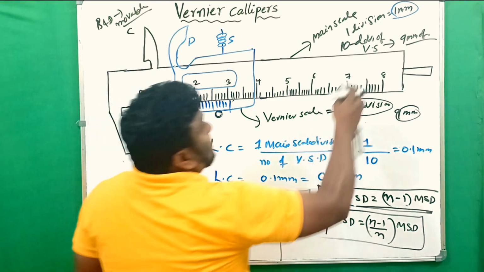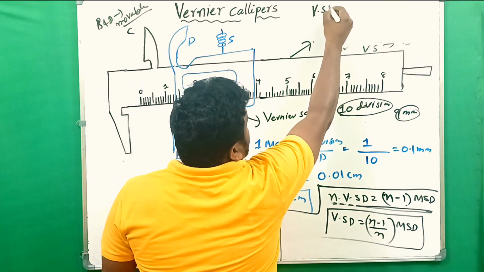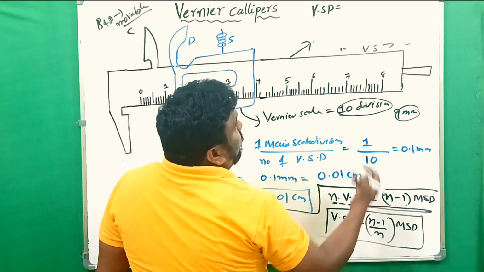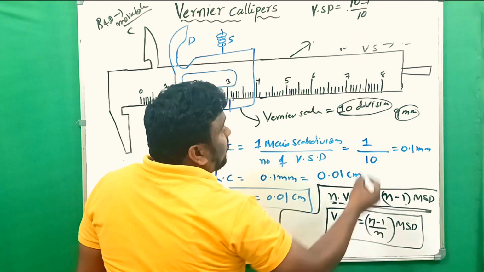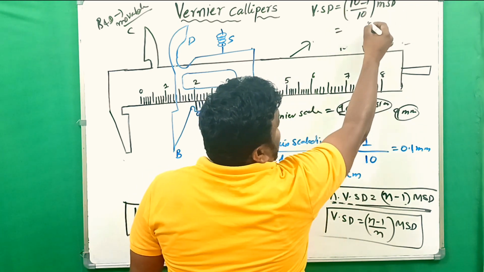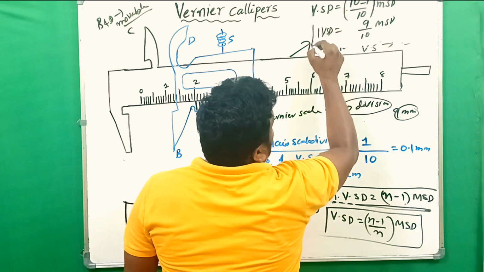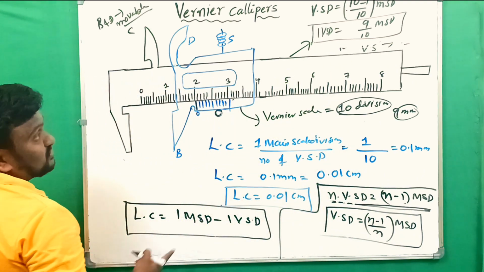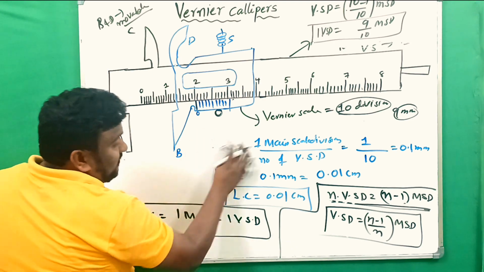Now the same example we are taking here. 1 VSD is equal to N minus 1 by N into MSD. N means the number of vernier scale divisions. How many are we taking? 10. 10 minus 1 by 10 into MSD. Here 10 minus 1 means 9 by 10 MSD. So 1 VSD is equal to 9 by 10 MSD. Clear? Now we have to substitute the 1 VSD value in this one. Then what do we get?